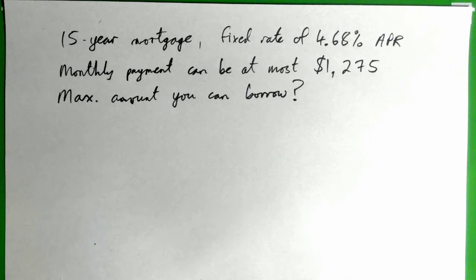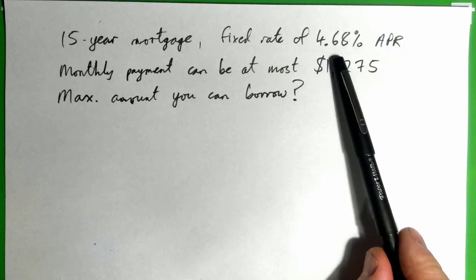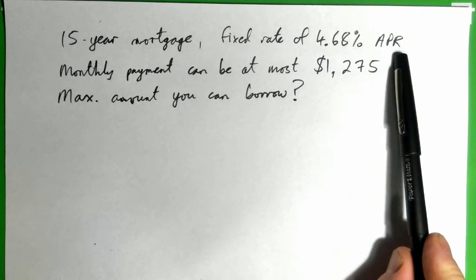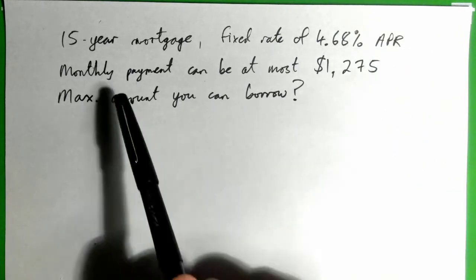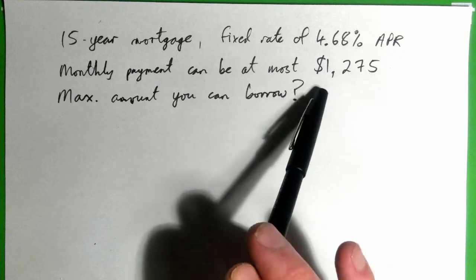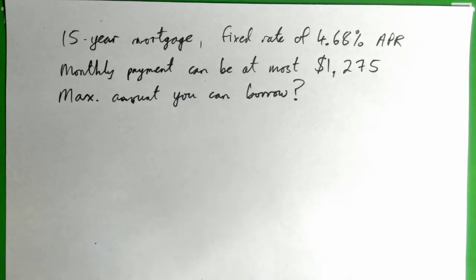Alrighty, so we've got a 15-year mortgage from a credit union. The fixed interest rate is 4.68% annual percentage rate, compounded monthly, by the way. The monthly payment can be at most $1,275. What is the maximum amount you can borrow?